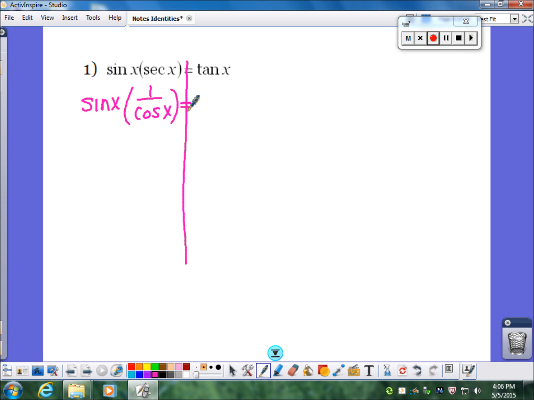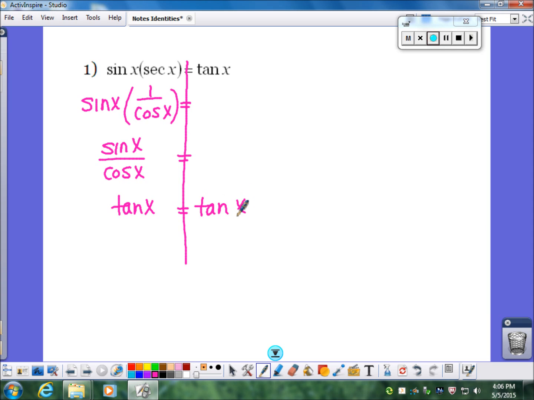All right, and we can't skip any math in these steps. So I actually need to make that fraction. So sine of x over cosine of x is my next step. Well, by using the quotient identity, sine of x over cosine of x is tangent of x. And that's what I want.